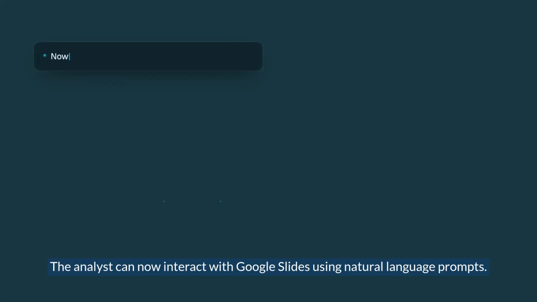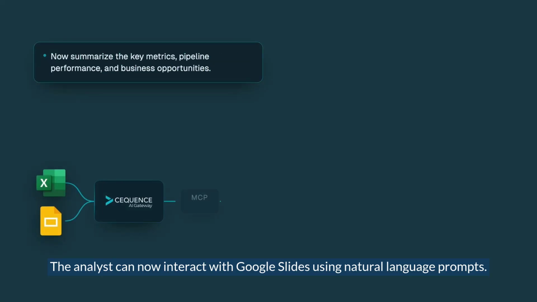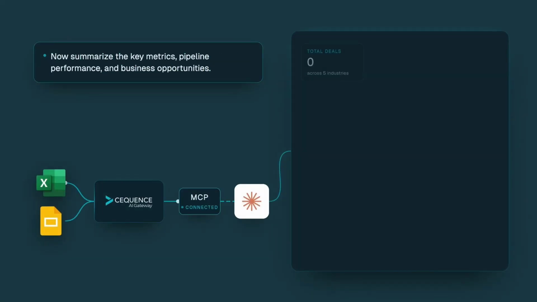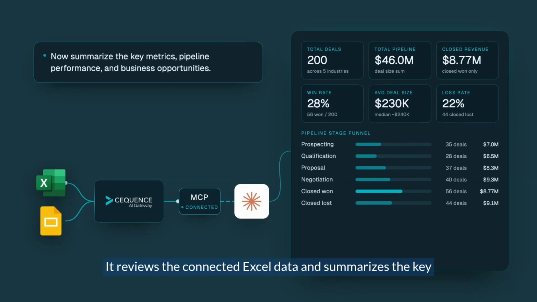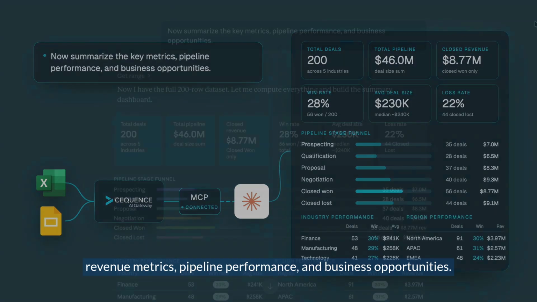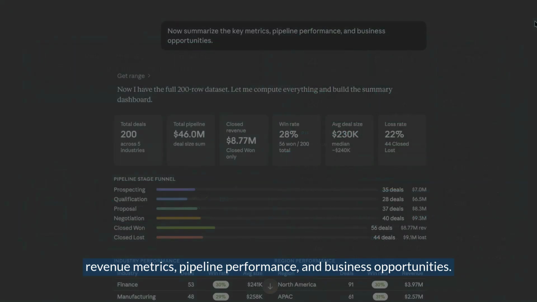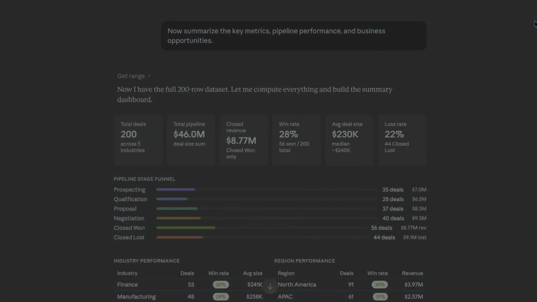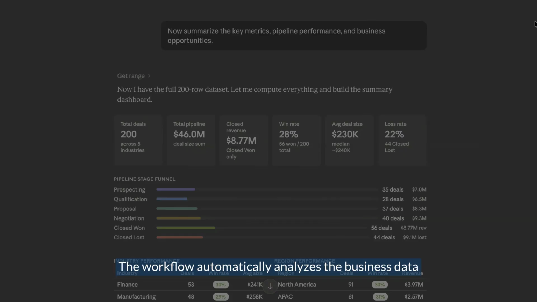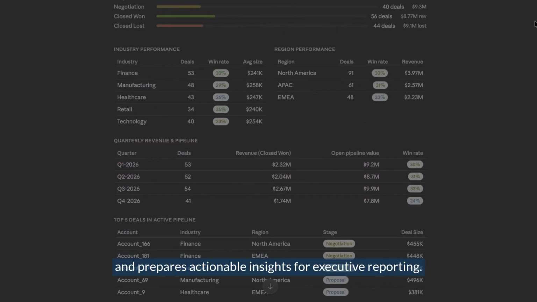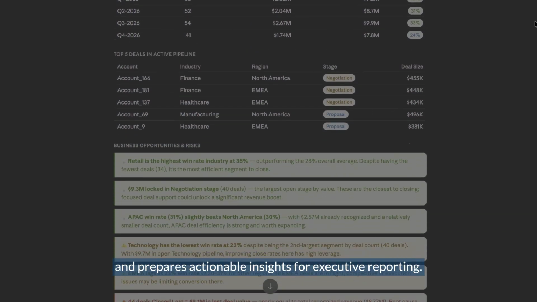The analyst can now interact with Google Slides using natural language prompts. It reviews the connected Excel data and summarizes the key revenue metrics, pipeline performance, and business opportunities. The workflow automatically analyzes the business data and prepares actionable insights for executive reporting.